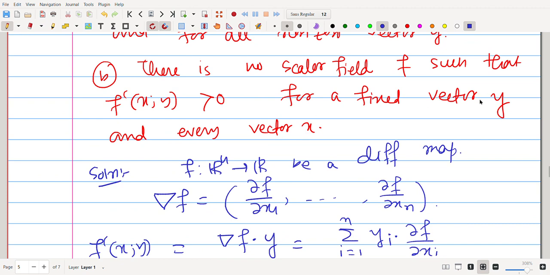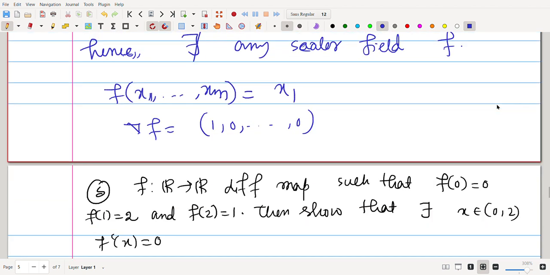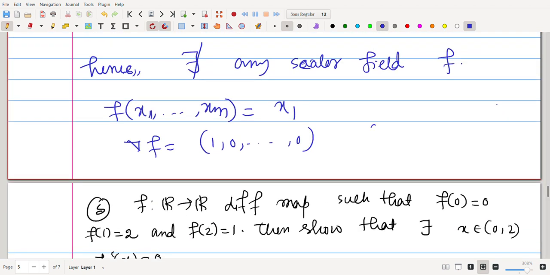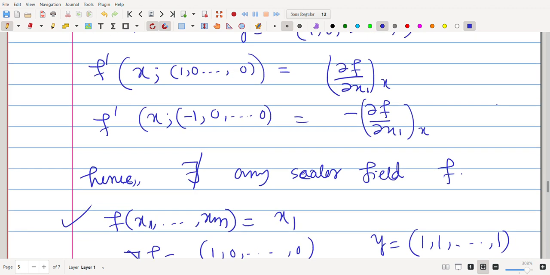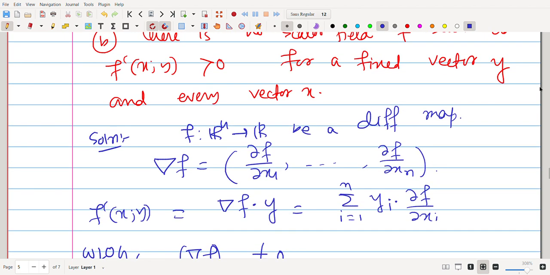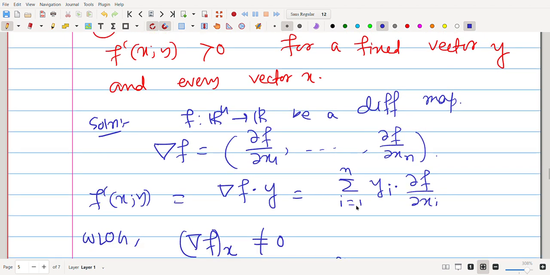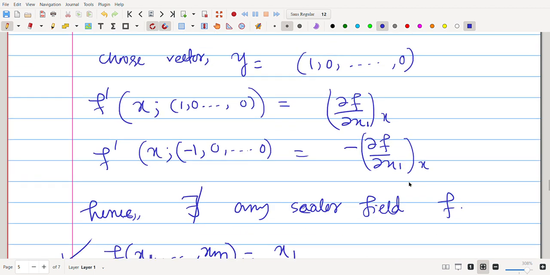And if you choose a fixed vector y with the first component positive, like (1, 1, 1, 1), then this is always 1, which is greater than 0 for every x. So you can construct such a scalar field. But the important part is that you have to understand how it looks. Okay, so if you think in this way, then it will be easy for you to understand.